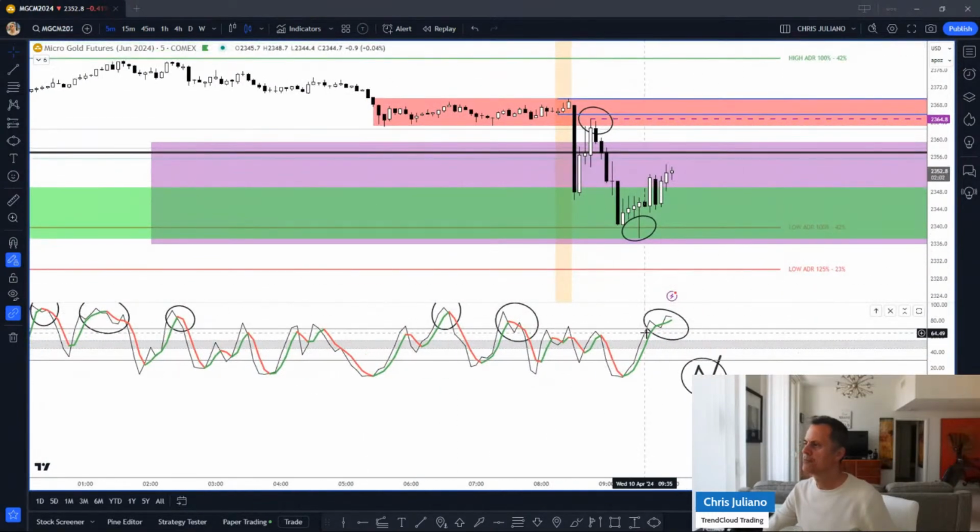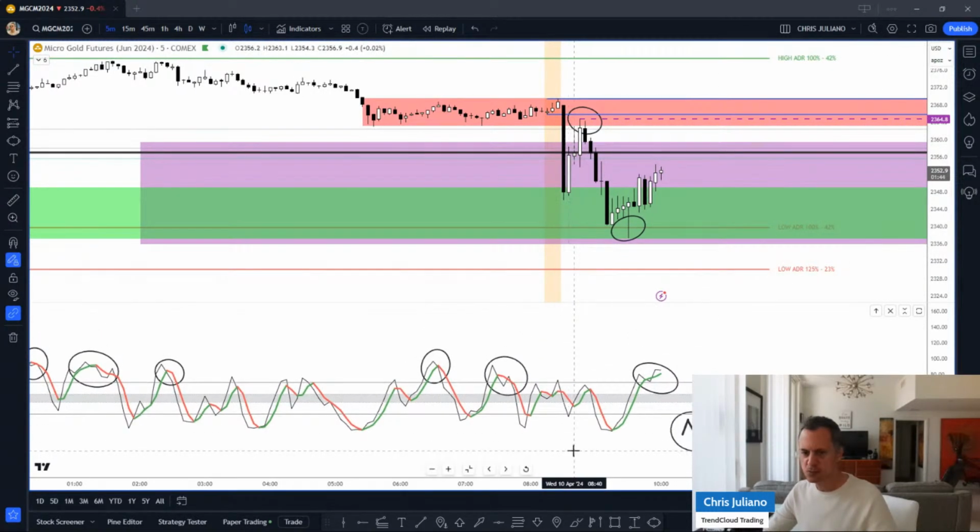All right. Wants to move back up. Maybe we want to hit this area again. Might want to hit that area again before the big move down. But this is what TrendCloud is built for. Showing you step by step what is going on.